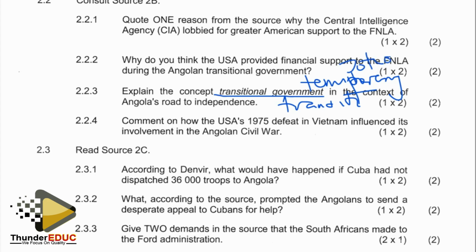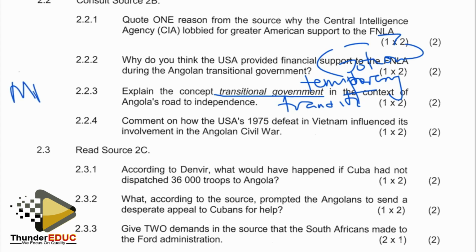A transition, we are in a phase of movement. We are coming from this state to the next state. So as we are moving from one state to the other, it means we need a government which is going to manage the affairs temporarily. So in the context of Angola here, we are saying there was a power sharing government which was put in place. This is the transition for Angola.